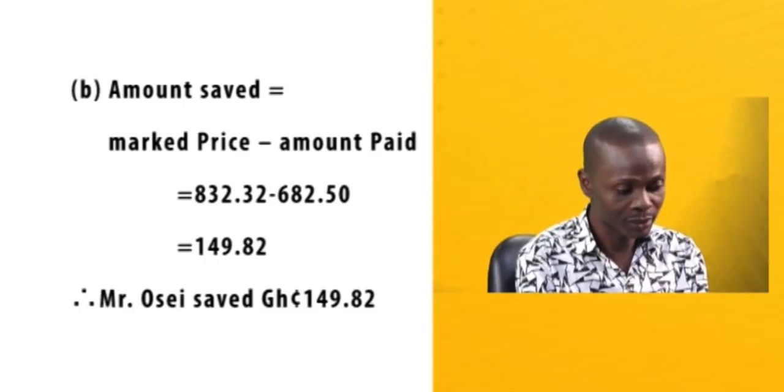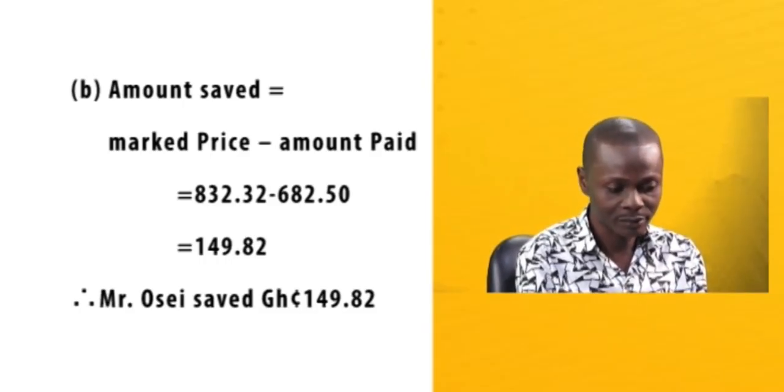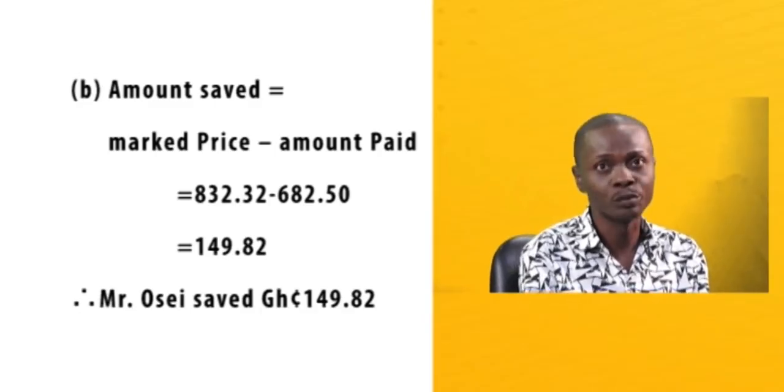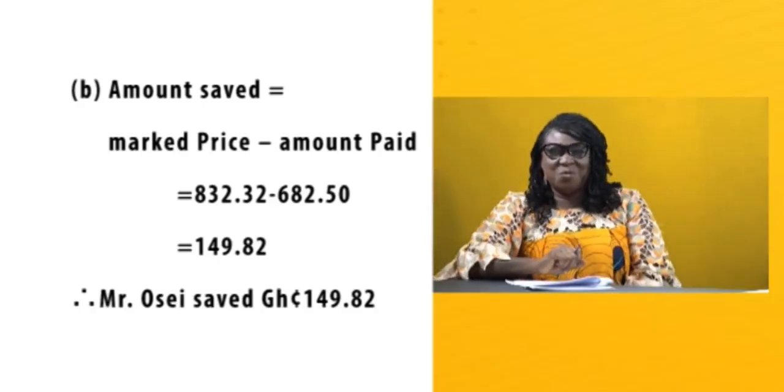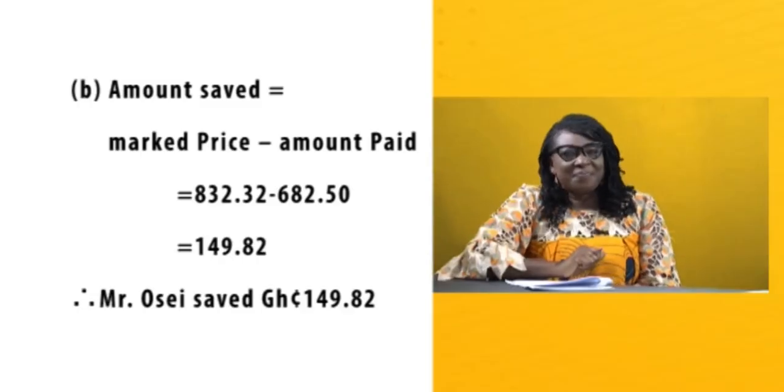So we can conclude that because he was given a discount of 18%, Mr. Osei saved 149 cedis, 82 pesos. That's right. We always save money when we are given discount. Good. Let us now turn attention to commission.